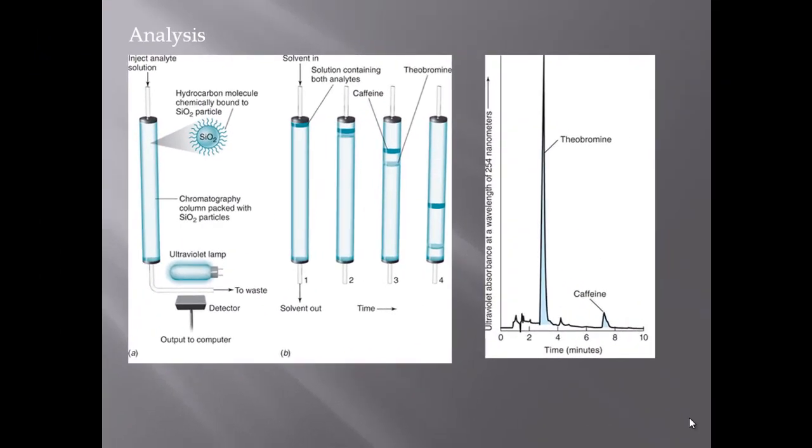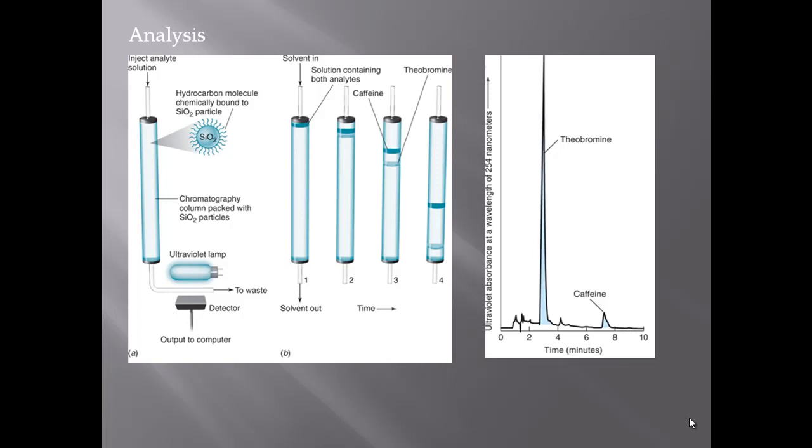The next step was to inject the solution into the chromatography column, which basically separates the analytes and measures their quantity. The column that you see here is packed with tiny particles of silica dioxide, to which long hydrocarbon molecules are attached. The separation of caffeine and theobromine by chromatography is really simple.